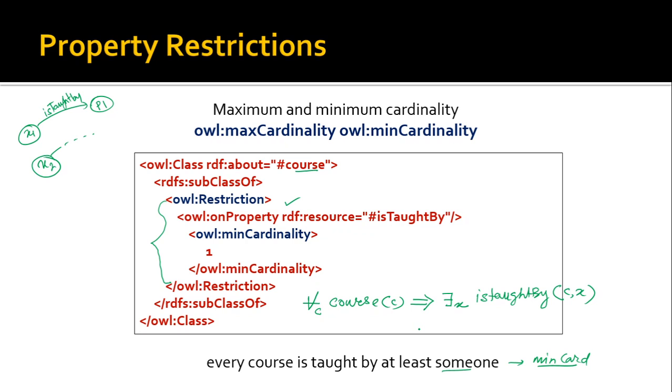Now, how do we model the max cardinality? Basically, we will be replacing this with a max cardinality, and we can set some value, for example, 1, right? So we can play with the construct. We can try to find out what would be the corresponding first order logic representation for the OWL representation, right?